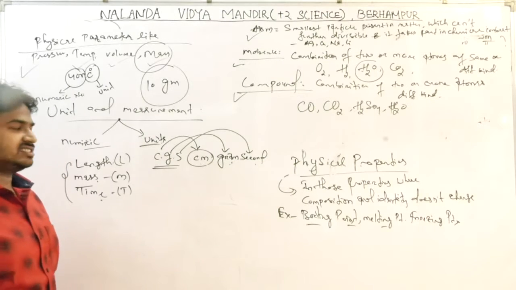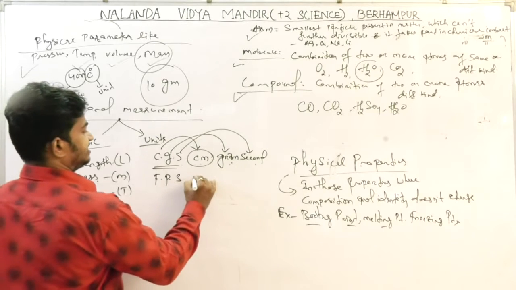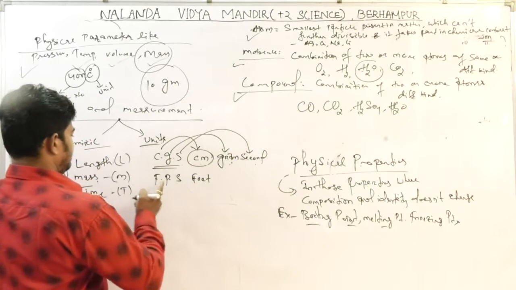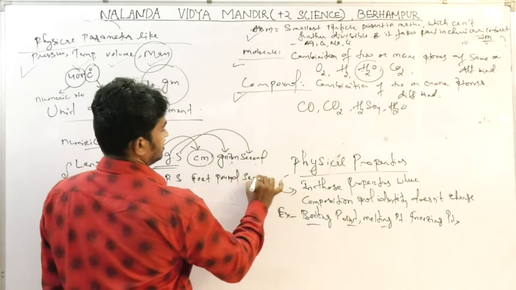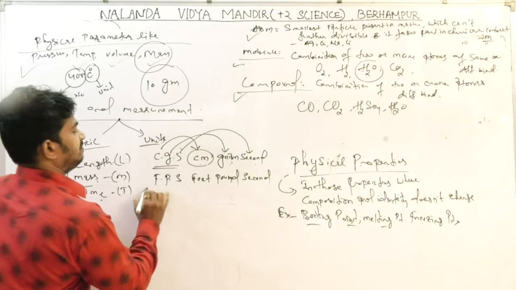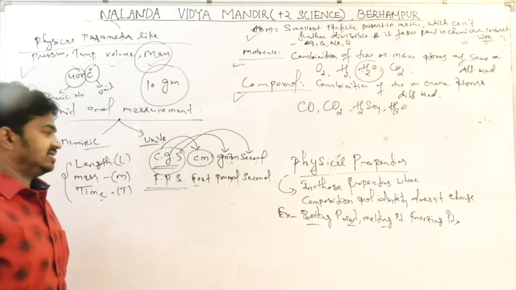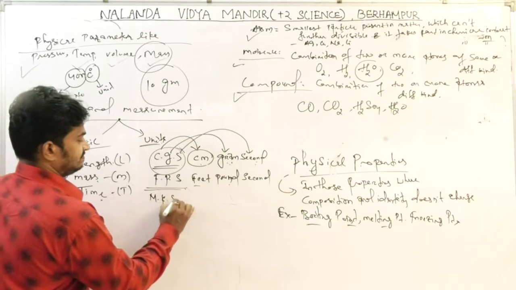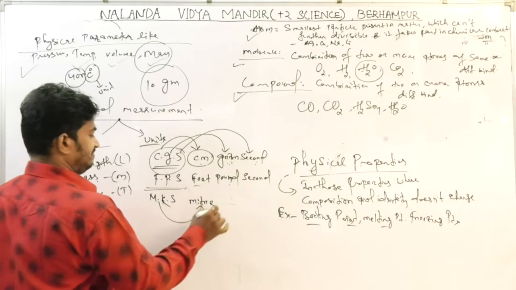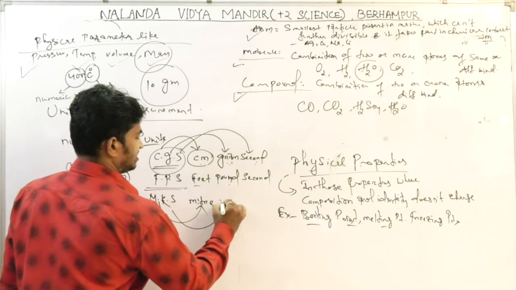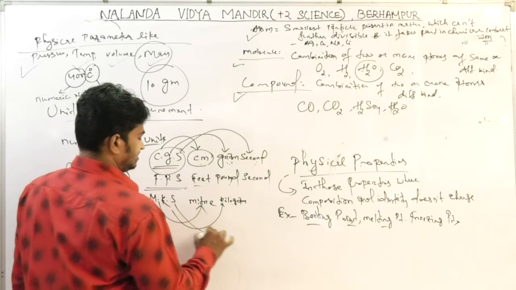Similarly, in the FPS system, the units of these three will be F for feet, P for pound, and S for second. That is the FPS system. In the CGS system, it is centimeter, gram, second. In the FPS system, feet, pound, second. Similarly, in the MKS system, M for meter, K for kilogram, in short form kg, and S for second.